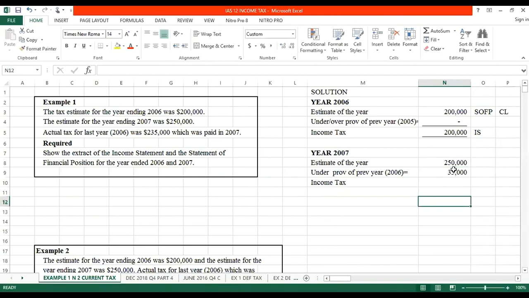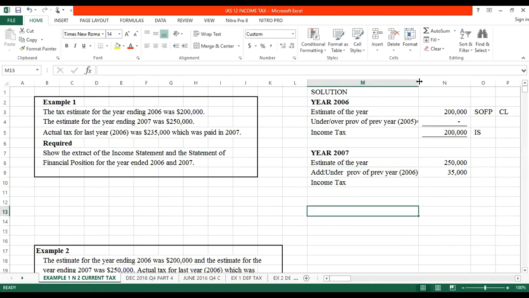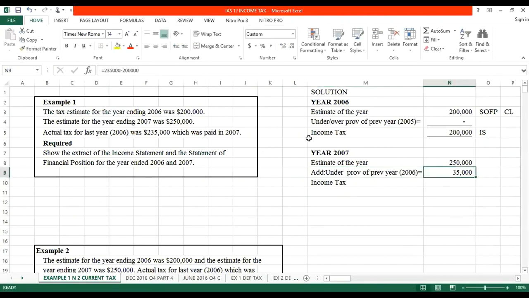I hope everyone is seeing 35,000. How do you get 35,000? 35,000 is equal to 235 minus 200,000. So it is how much? 35. So we said if you underprovided, what did we say? If you underprovided, you do what? You add. If you overprovided, you less. If you underprovided, you add.